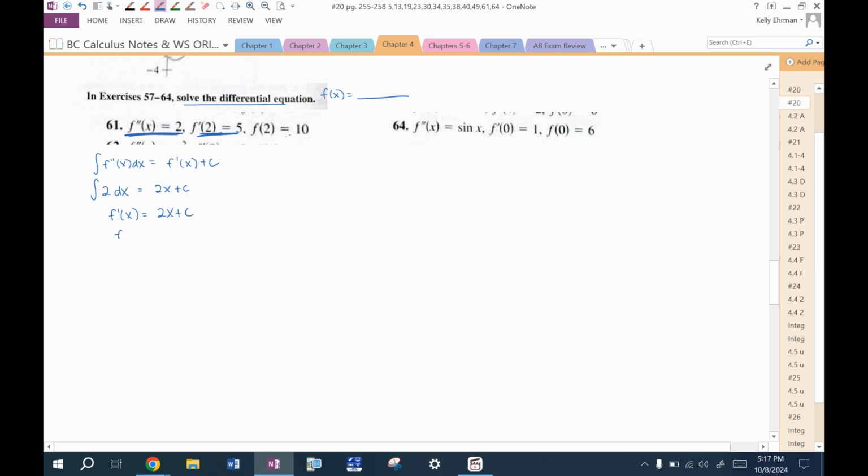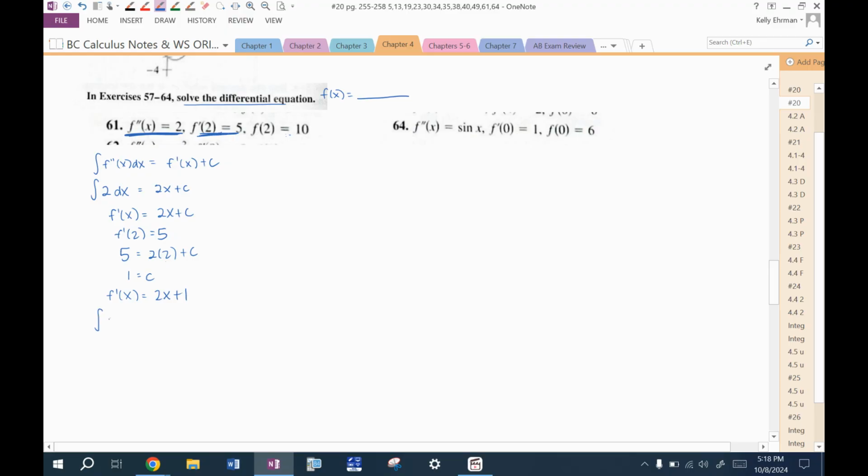So now I know that f prime of 2 is equal to 5, so I'm going to plug that in. 5 is equal to 2 times 2 plus c. So that's 4, subtract, so c comes out to 1. So now I have an f prime of x equation. It's equal to 2x plus 1. All right, we're trying to get the f of x equation.